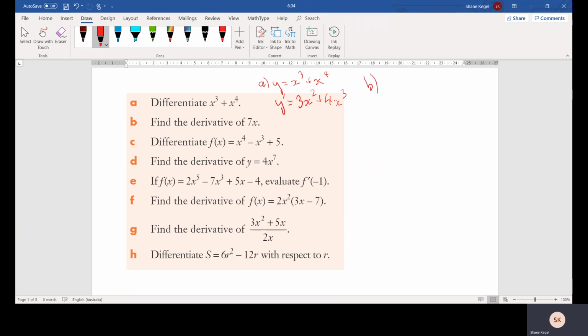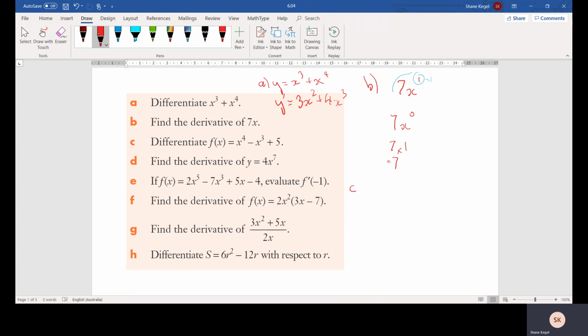Part B, find the derivative of 7x. Well, 7x, x is technically to the power of 1, is it not? So again, follow the process. Bring the 1 down the front and take 1 from the power. So 1 times 7 just gives 7x. Now 1 take 1 gives me 0 as my power. Anything to the power of 0 we know is 1. So this is the same as 7 times 1, which just gives me 7. Perfect.